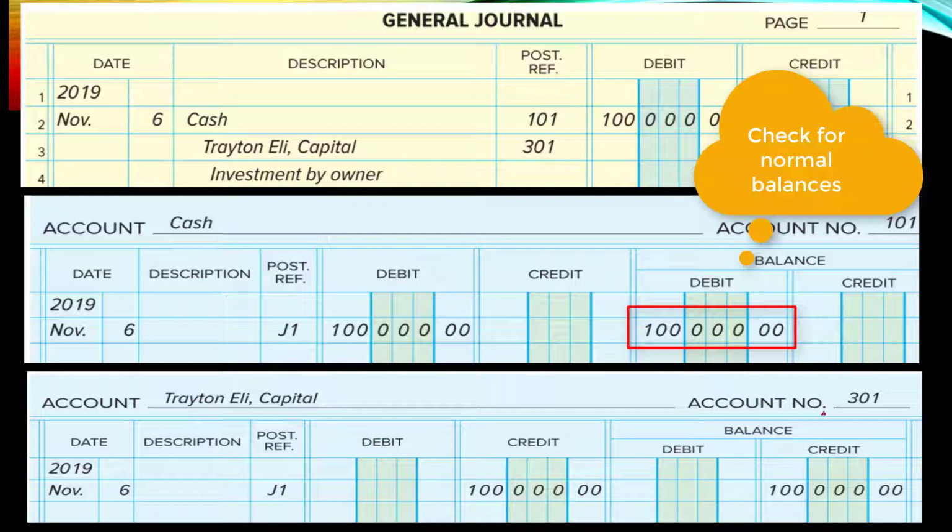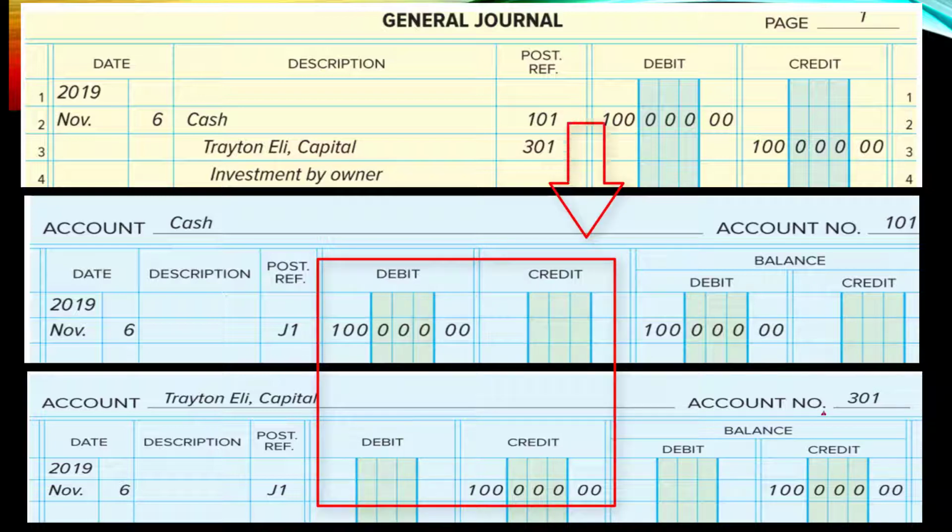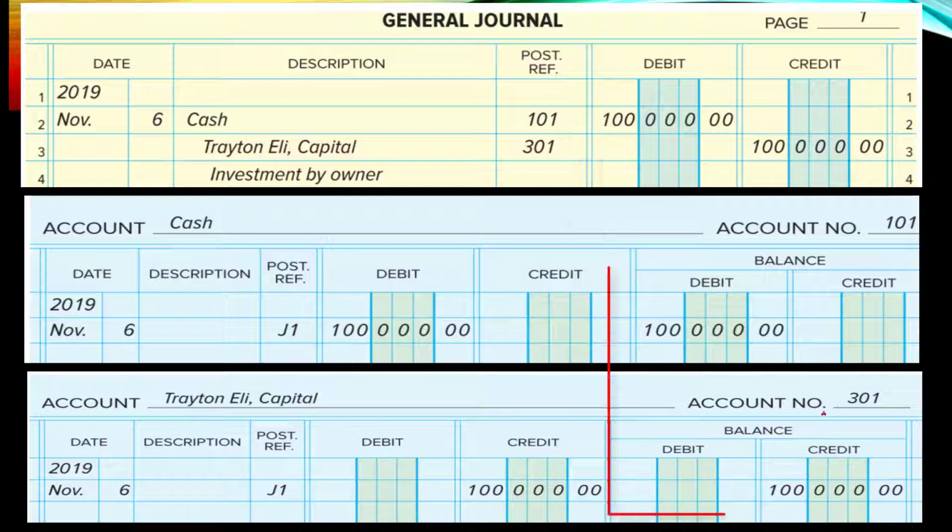In the second account for capital, that credit pulled Eli's capital account up. We moved that $100,000 credit over to the balance column. A good reminder, the action columns is where the information from the journal was transferred over to. The balance columns are updated after every transaction in order to show the new balance of the account.